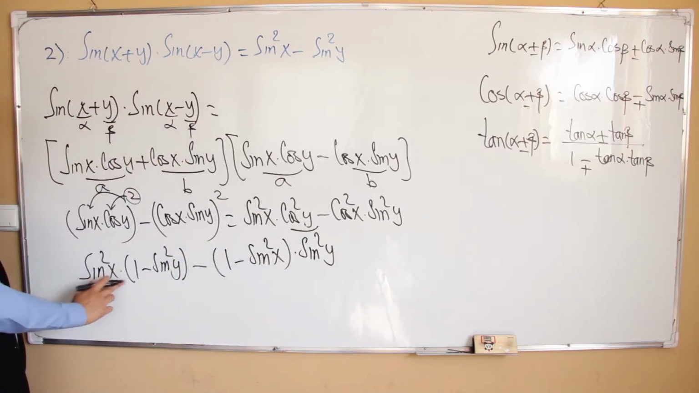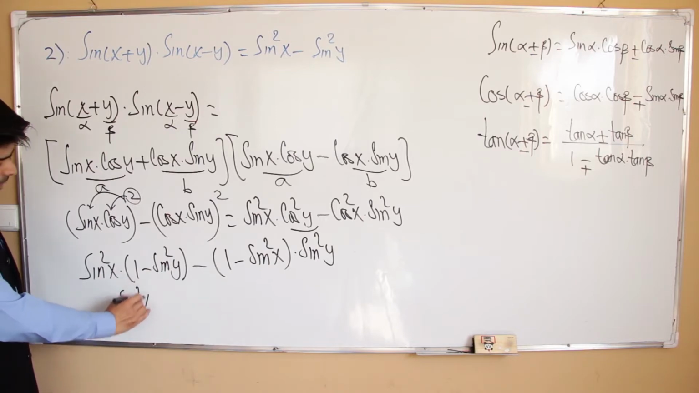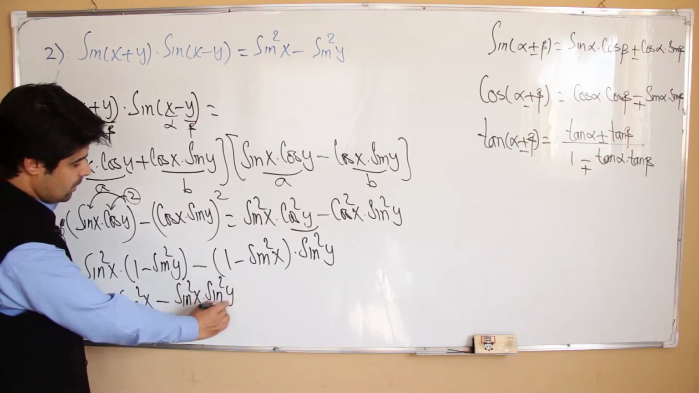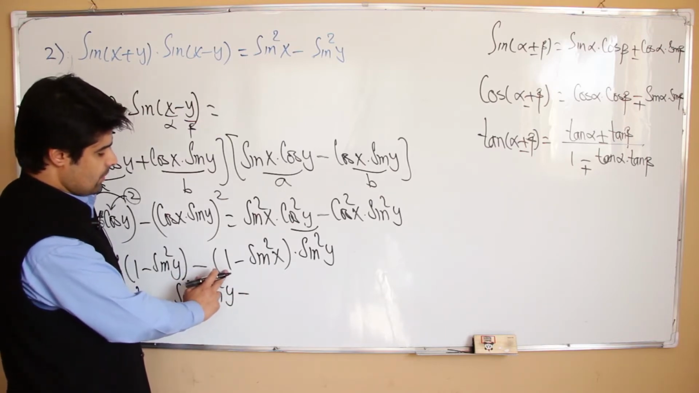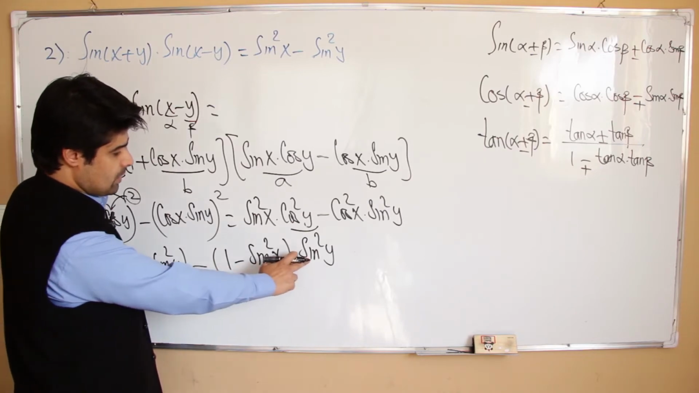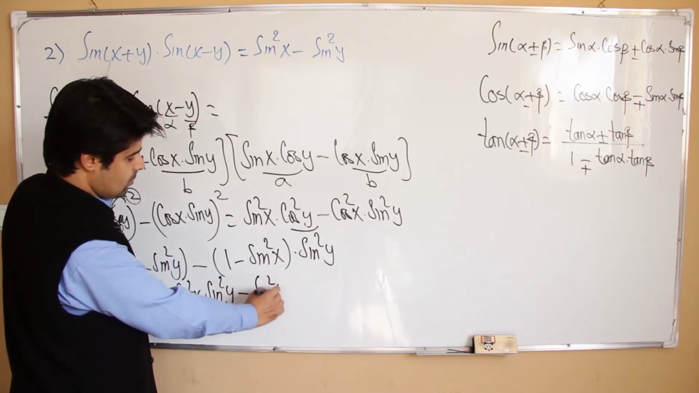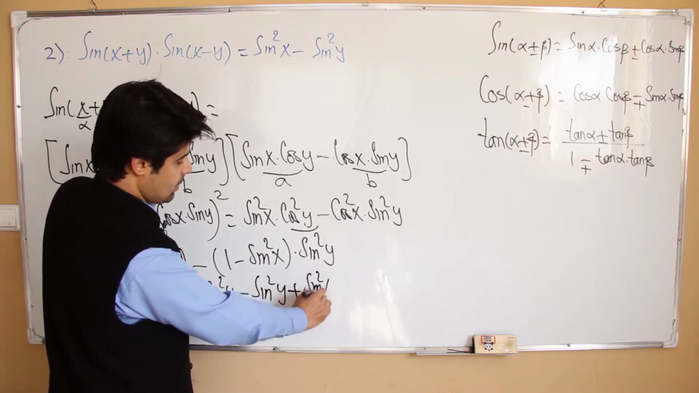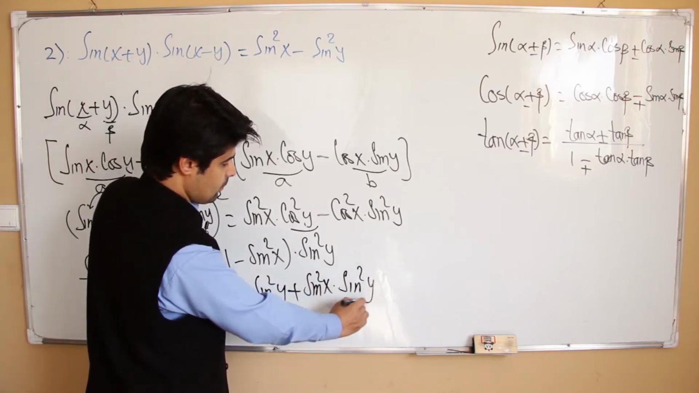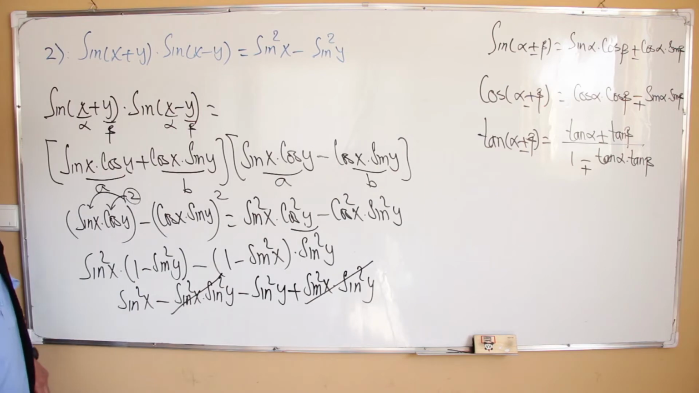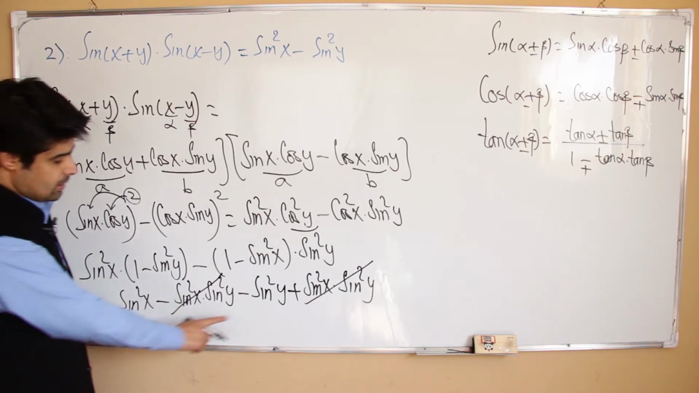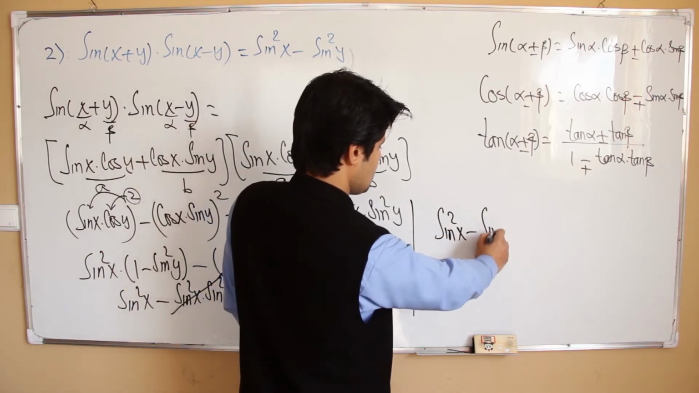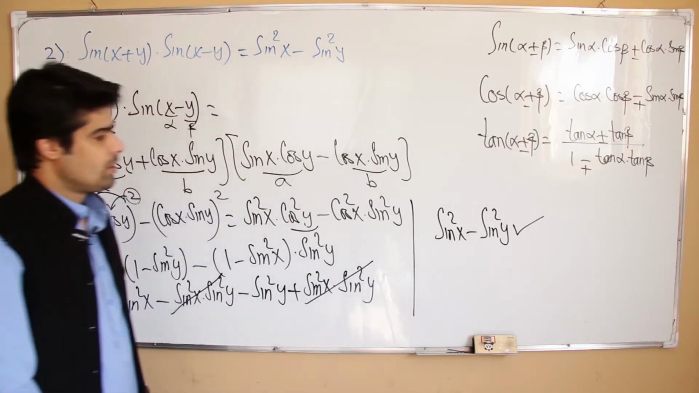Now in here, sine square of x times 1 is sine square x, minus sine square of x sine square of y, minus 1 multiplied by this one, minus sine square of y, plus sine square of x sine square of y. I think this is cancelled. Yes, sine square x minus sine square of y, sine square of x minus sine square of y. Write it please.